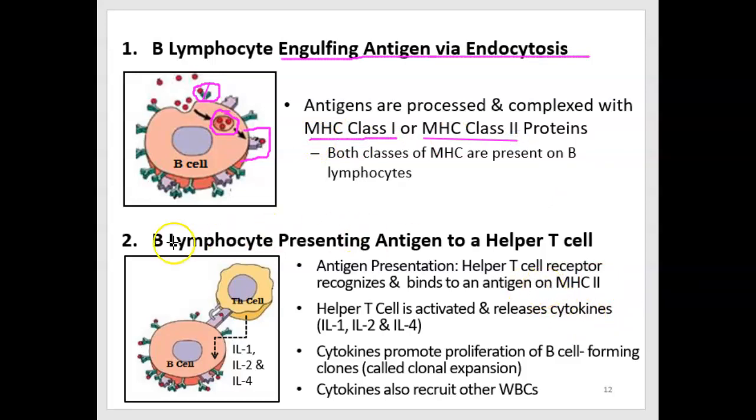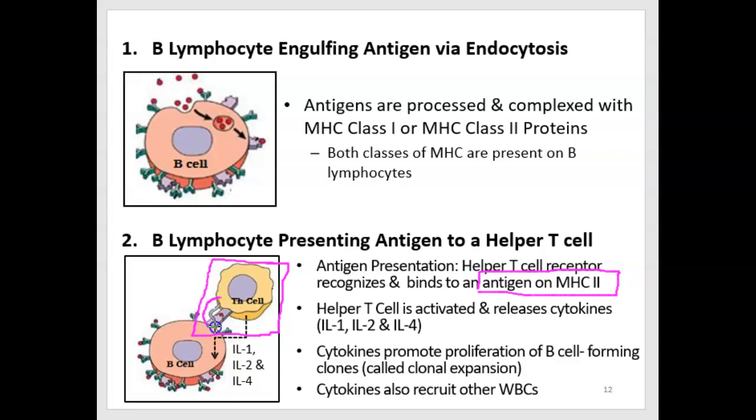But the helper T cell that it presents this to is shown down here on the bottom left. So here's a B lymphocyte presenting that antigen that's on an MHC. When it presents it to the T helper cell, the only way the T helper cell is going to recognize it is if the antigen is on an MHC2. But regardless, the helper T cell then binds to this complex of the antigen on an MHC2.